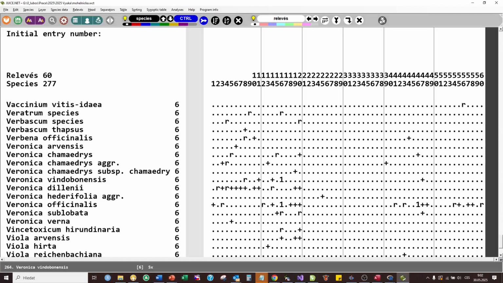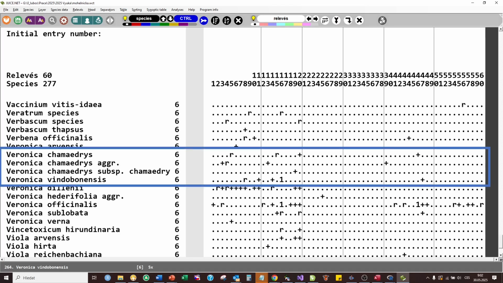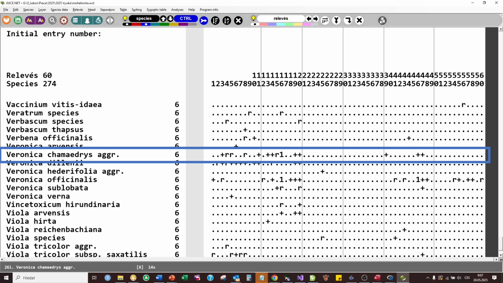In the dataset, each row, each taxon carries the same weight. This means that if we enter the same species under different taxonomic concepts, such as Veronica chamaedrys under an outdated name, Veronica vindobonensis as the correctly identified flowering plant, or a broader aggregate name when recorded as a seedling, these entries will artificially increase dissimilarity between plots recorded in different years. Yet, in all cases, they refer to the same biological taxon.